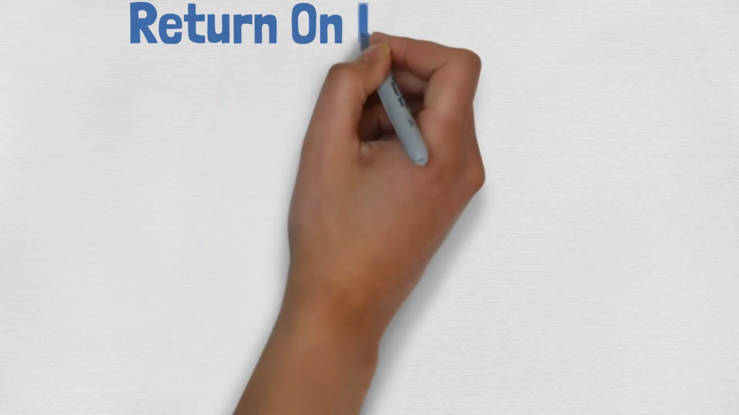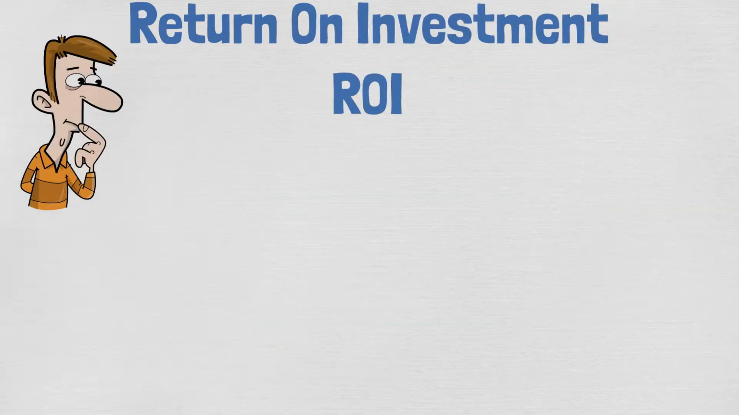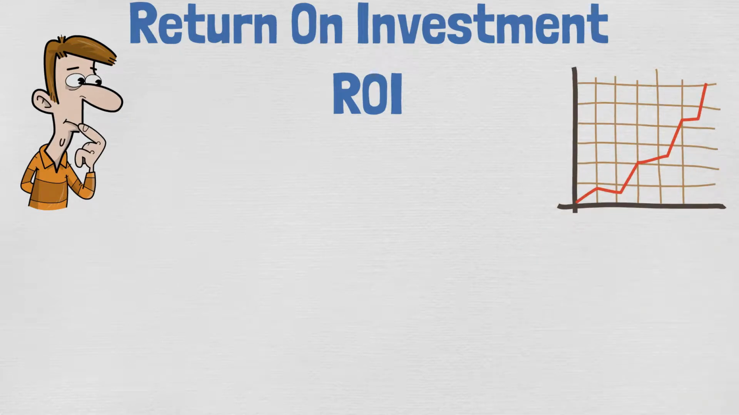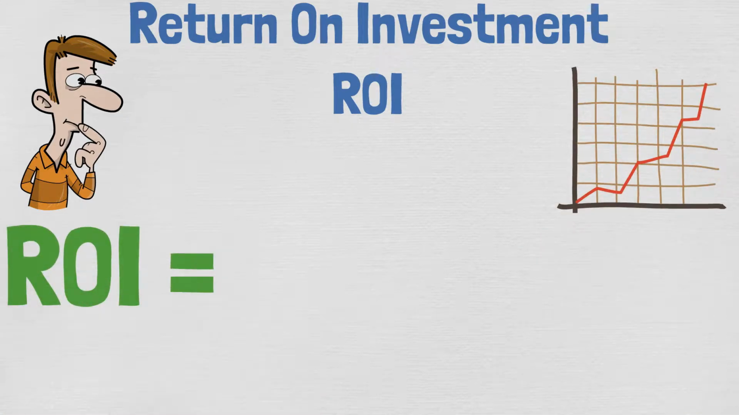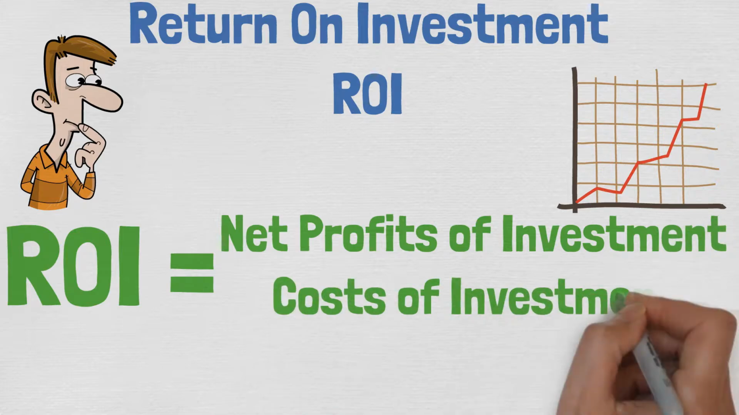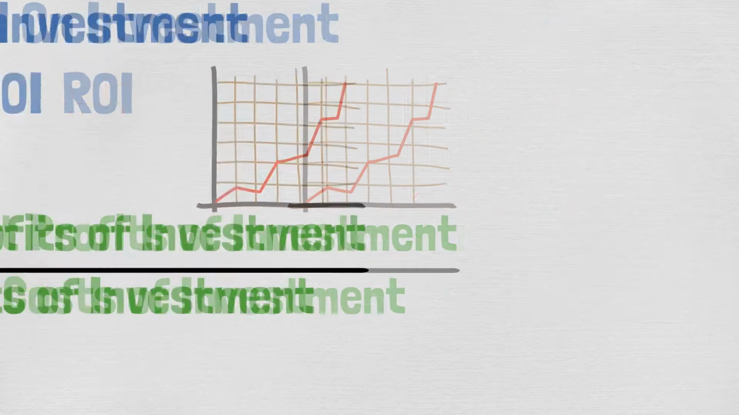Today we are going to talk about return on investment, ROI. It is one of the more popular metrics used to check how well your investments have been doing. It is calculated simply by dividing the net profits of the investment by the cost of the investment. Let's take a look at a couple of examples.